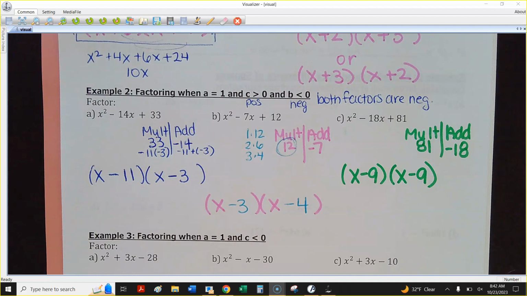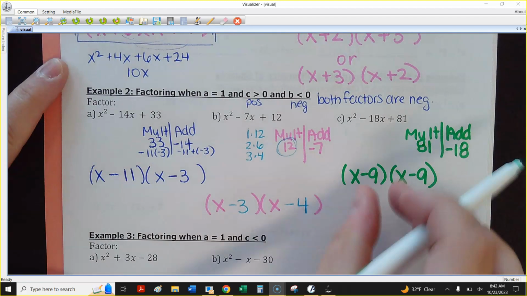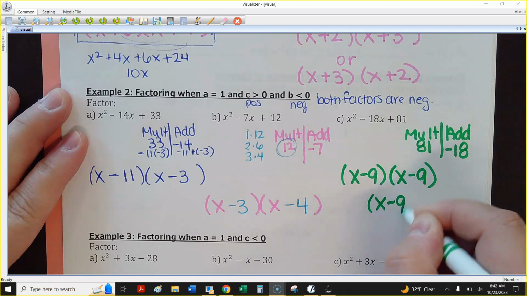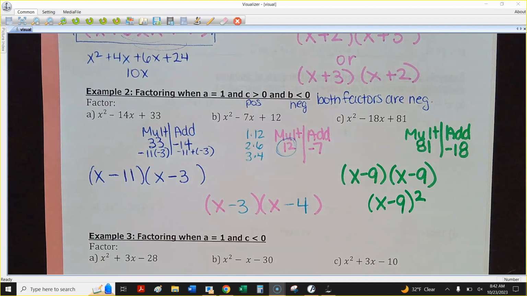Okay, this is okay. If they're exactly the same, you can squish them together because you're just multiplying the same thing by itself. So I can write that as (x minus 9) squared. Now, both of the factors have to be identical for you to do that, but that is totally something that you could do to kind of shorten your answer a little bit. Does anybody have a question?